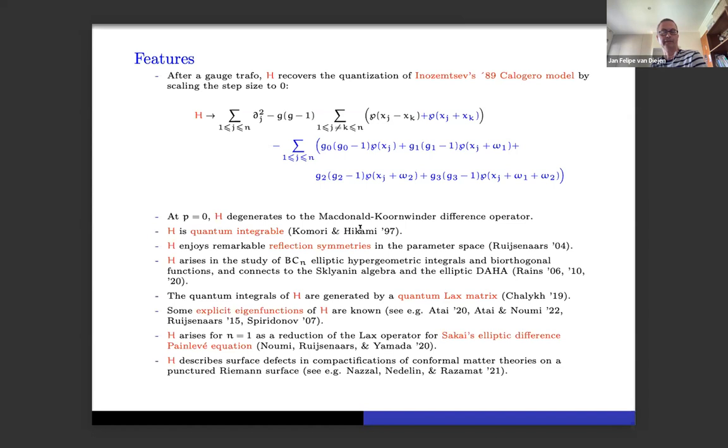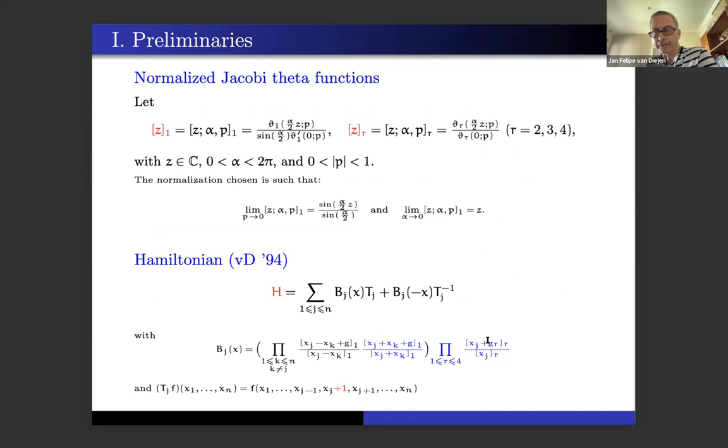And Ruijsenaars noticed that there are remarkable reflection symmetries in the parameters. My way of writing these operators suppresses some of these symmetries, because you see here I have shifts over the half periods. If I absorb the shifts of the half periods in the numerator into the parameters, then I can make it completely symmetric in these parameters. And that's what people usually do, but I won't for the purpose of this talk.